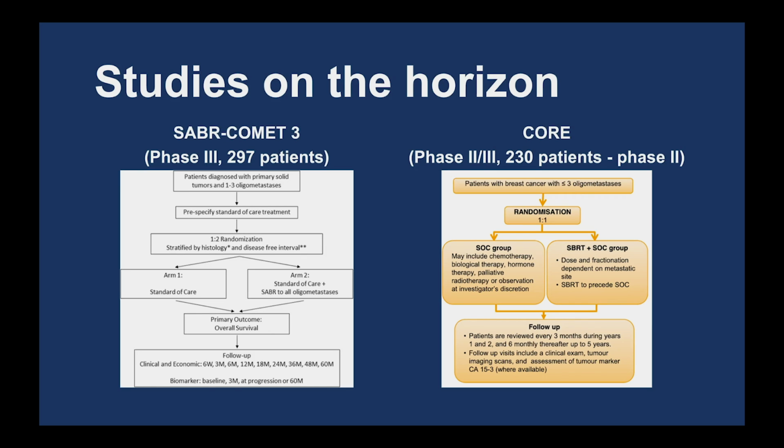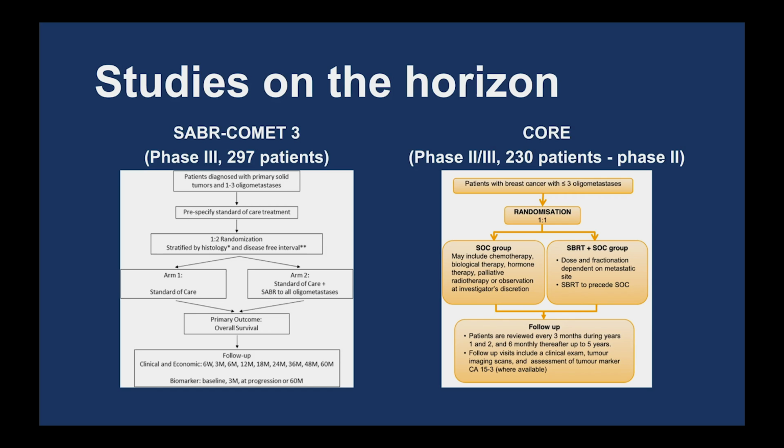And similarly to the original Saber Comet study, it's still a randomization between standard treatment versus standard treatment with the addition of SBRT to all sites of oligometastatic cancer. And then the core study, which stands for the conventional versus radioablation for extracranial oligometastases. This is a study that similarly to the Saber Comet study is using multiple types of cancers, or investigating multiple types of cancers with the use of SBRT.